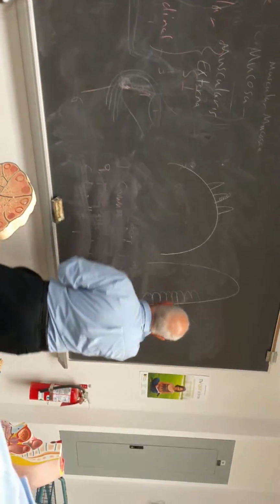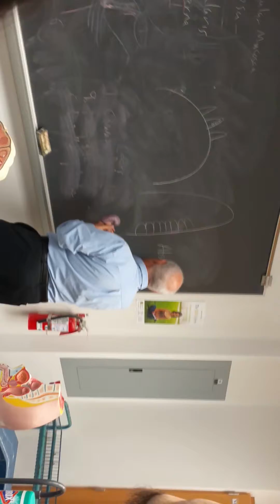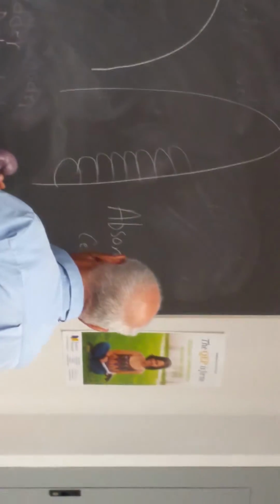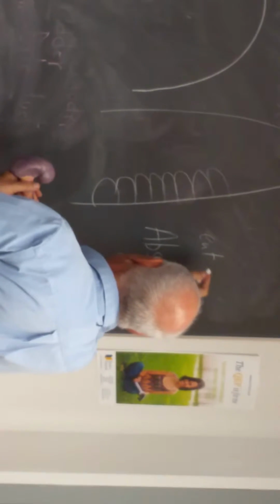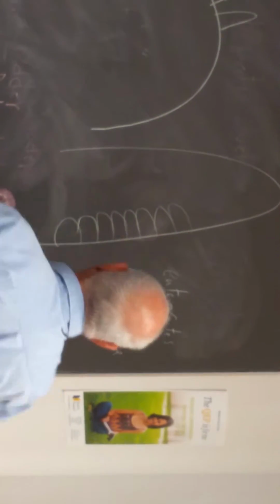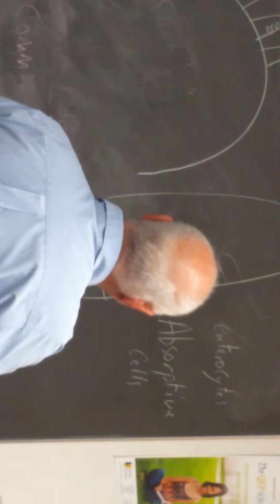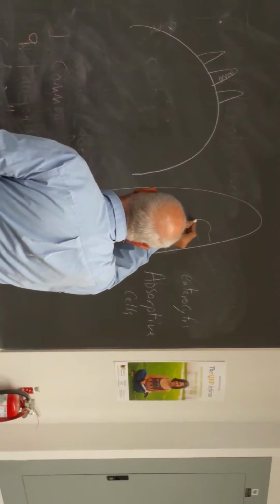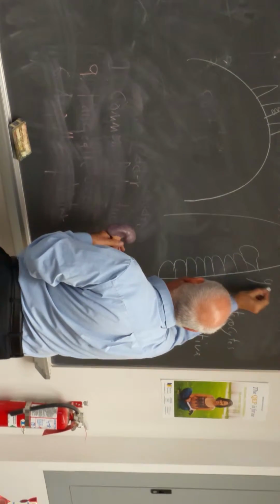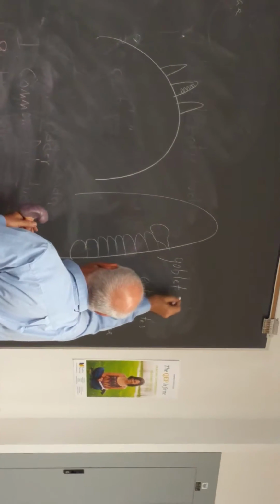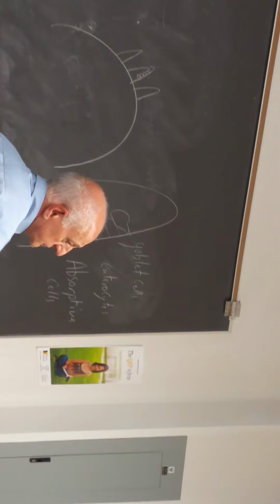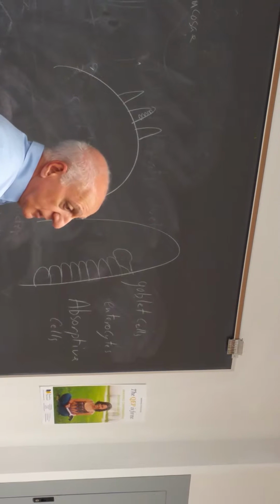What do you call these cells? We call them absorptive cells, or you can call them enterocytes. Enterocytes, so cells of the small intestine. Between them, there are some goblet cells. This is a goblet cell. A goblet cell is the one that produces the mucus, and the mucus is alkaline.